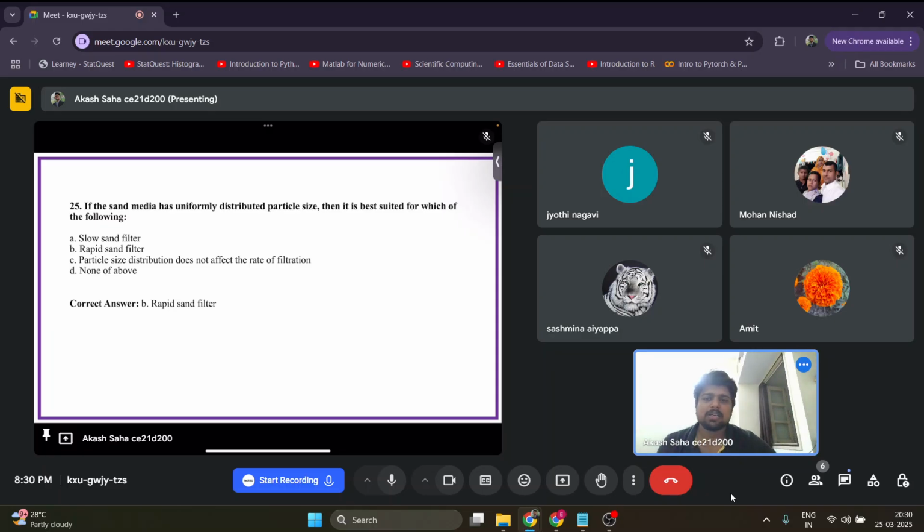But if the particle size includes all types of particles, from the bigger particles to the most smaller particles, then the voids will be much smaller, and it will be good for a slow sand filter, not a rapid sand filter. But if it is uniform size, then the voids will be a little larger, because all the voids will not be filled, because every particle is of the same size. So then we can only use it for a rapid sand filter.